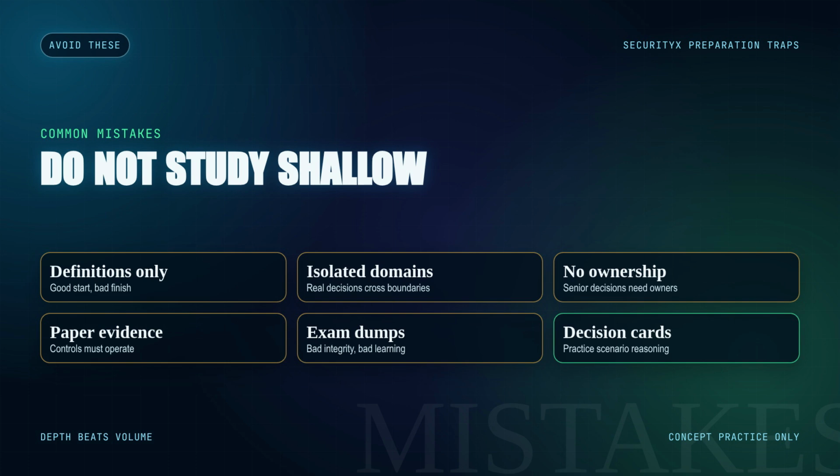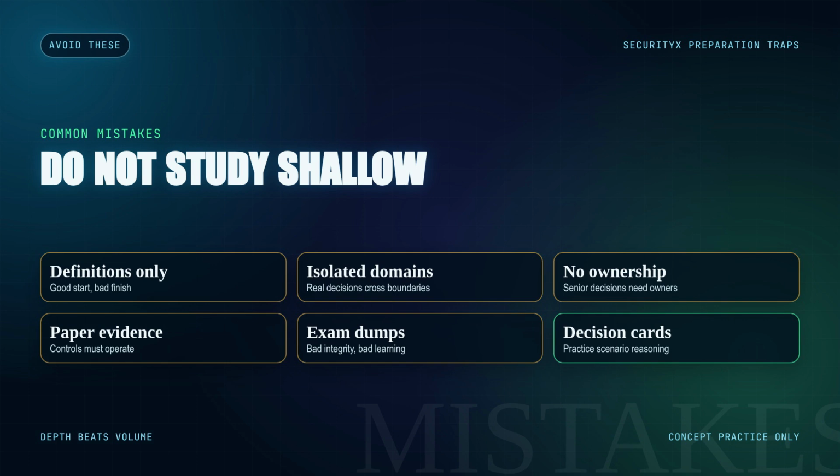Here are common mistakes to avoid. Mistake 1, studying only definitions. Definitions are the beginning. SecurityX wants judgment. Mistake 2, studying domains in isolation. GRC, architecture, engineering, and operations are connected. If your notes never cross domains, your notes are too shallow.